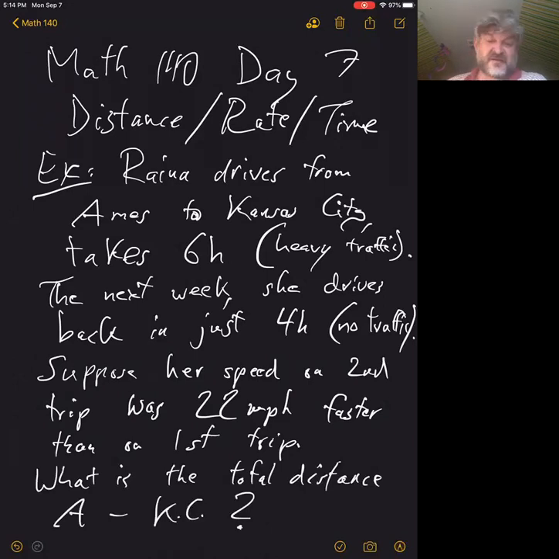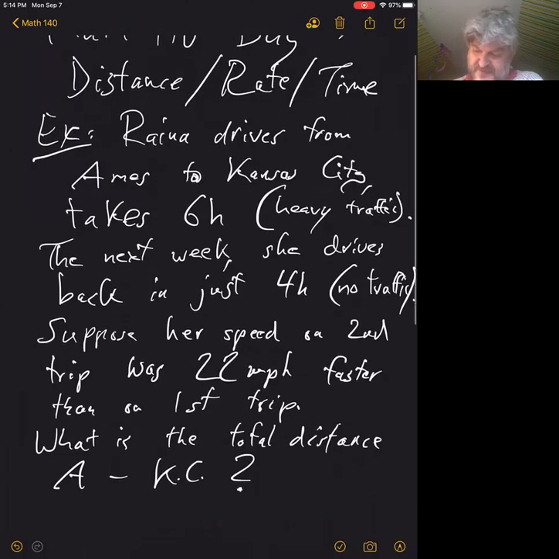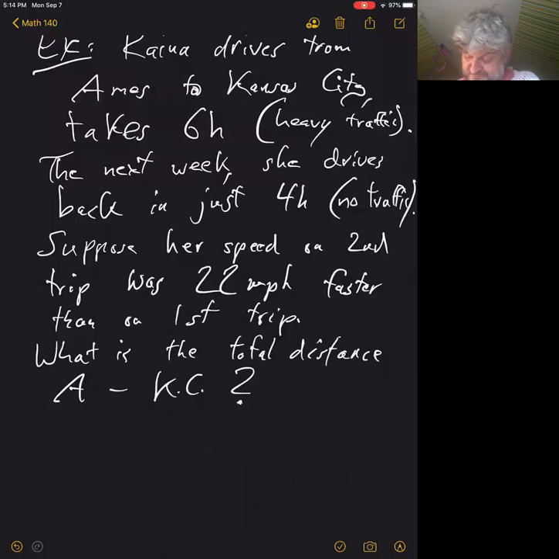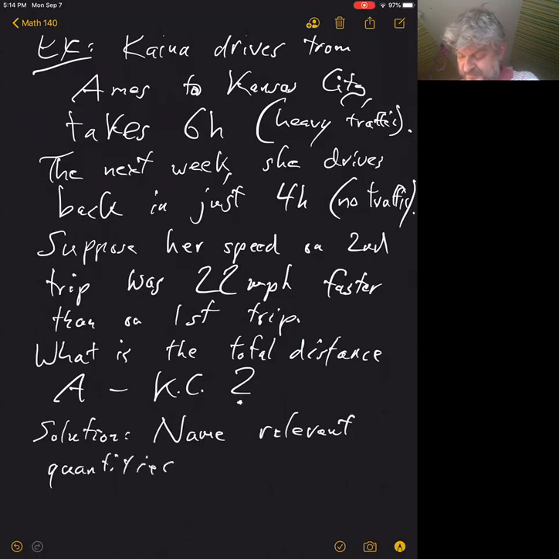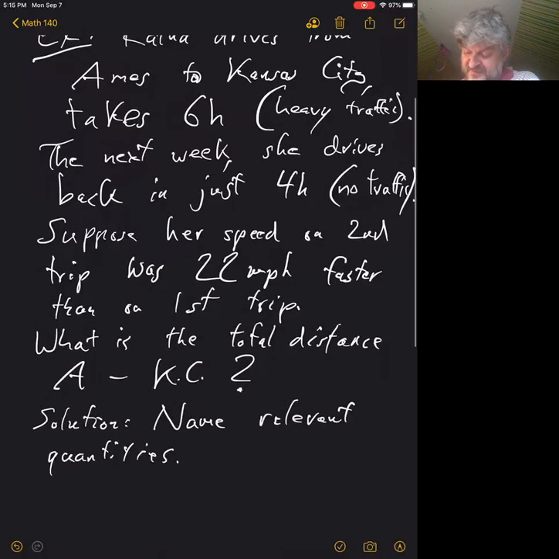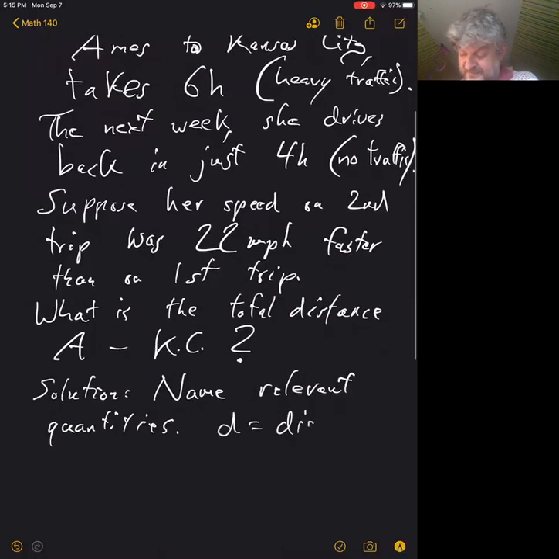Okay, first thing is a lot of words, and the biggest deal is probably to rephrase that, extract the information and condense it to just a few math equations. And to do that, the first thing should be give names to relevant quantities. So I would suggest give that distance between Ames and Kansas City a name, because it's what they're asking about and it's unknown, so that's definitely something to deserve a name. What else is unknown?